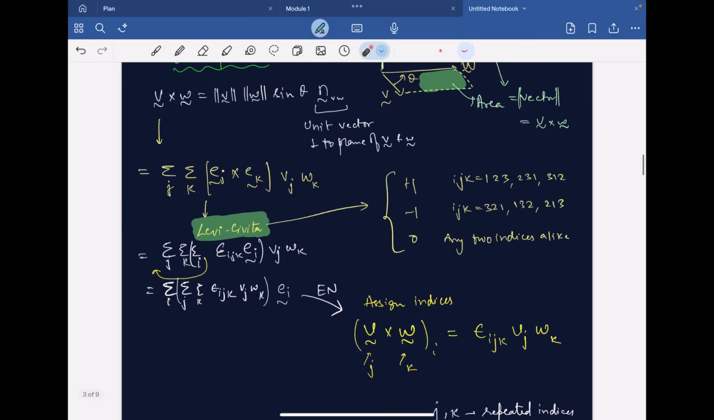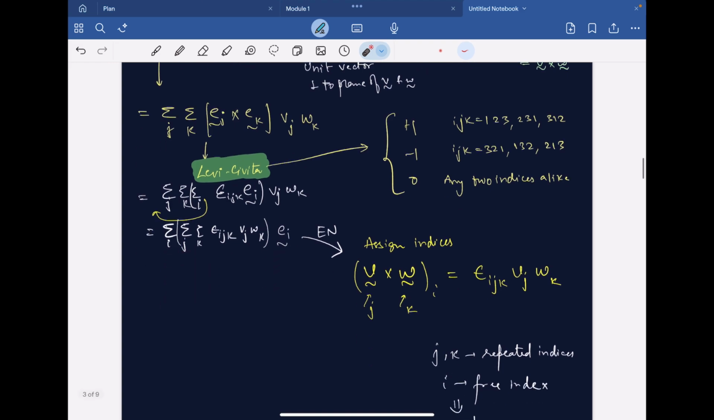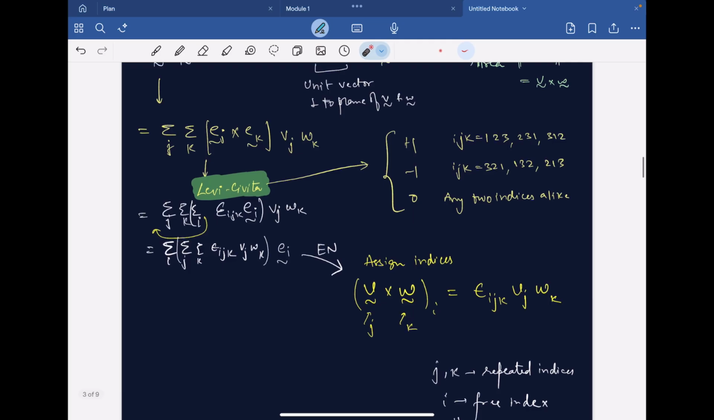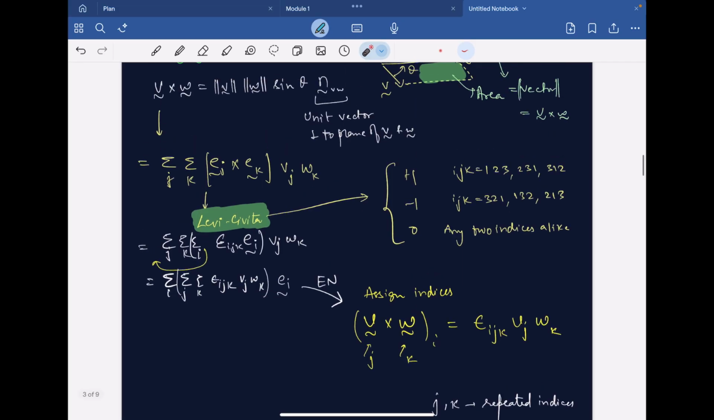Okay, so you have this. Now what you can do is take this summation i outside, so that you see that summation nicely as epsilon ijk, summation over i, j, k as well, wk vj into ei. Using Einstein summation we get rid of all these bulky summations, and what we get ultimately is just this part, the cross product between them.